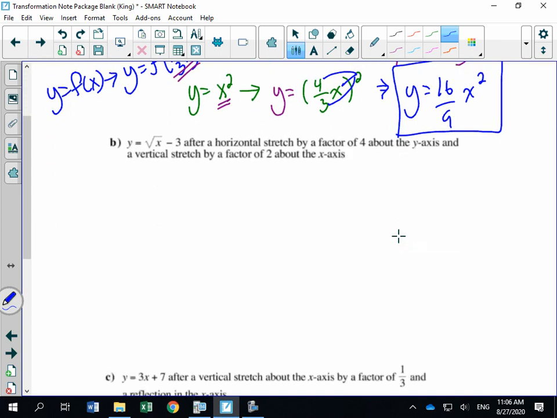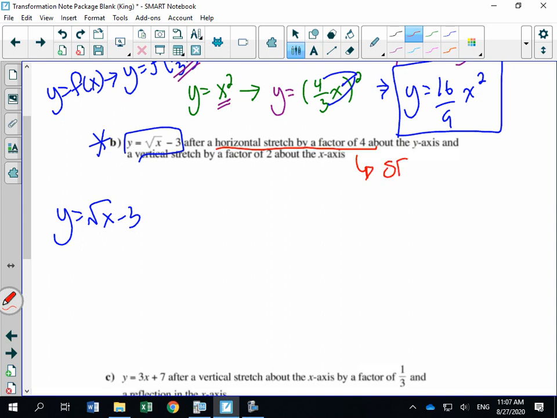I have B starred. There's a lot going on in B. So what's going to happen in B? And this would probably be a standard of excellence question. So they give us this function here, y is equal to the square root of x minus 3. And then they say, okay, please have it undergo a horizontal stretch by a stretch factor of 4.